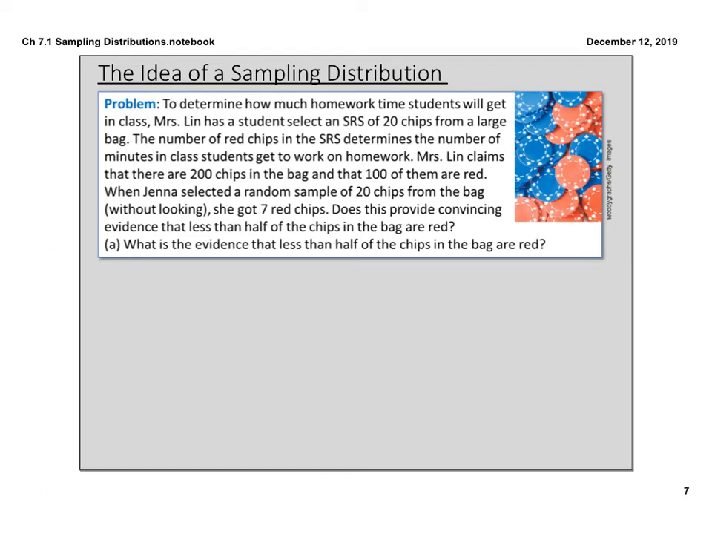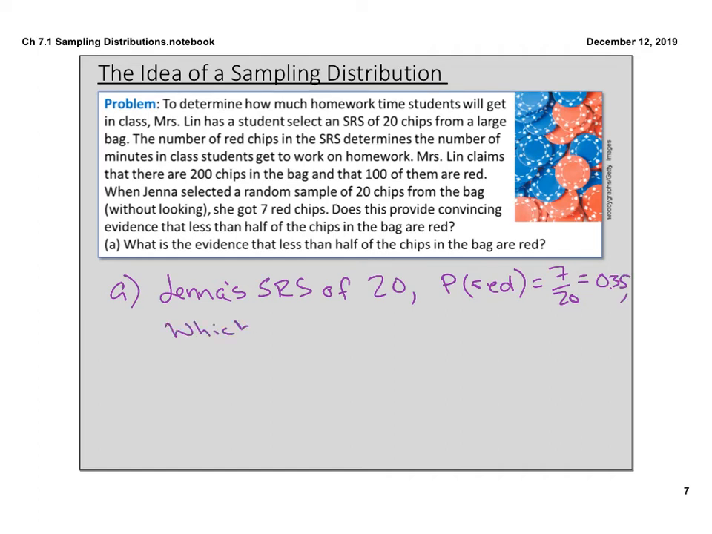So the first part A here says, what is the evidence that less than half of the chips in the bag are red? So in Jenna's sample, the probability of getting a red was 7 out of 20, which is only 0.35, which is less than 0.5. Okay, so right there, her first sample, her one sample, does show that it was less.